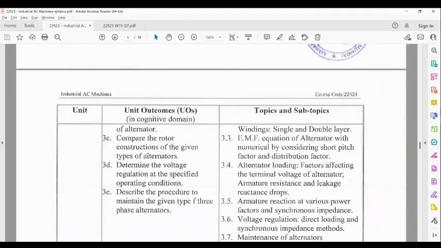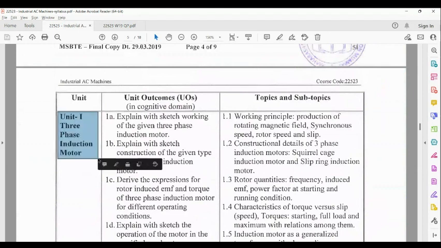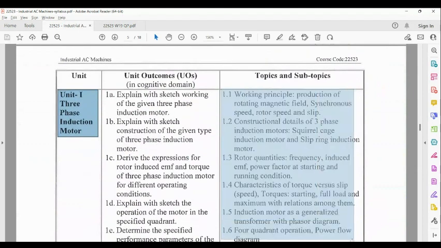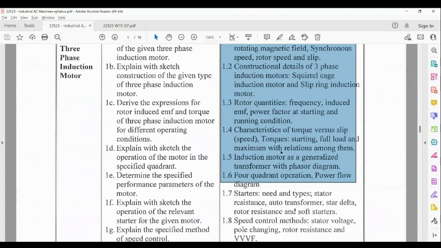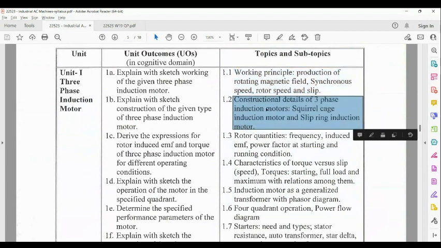Now let us go to the curriculum, that is syllabus. When we consider unit number 1, that is three-phase induction motor, this is the syllabus structure. These are the contents of unit number 1. First is the working principle, that is production of rotating magnetic field, synchronous speed, and numericals on that. After that, constructional details: in the theoretical part you have to prepare the construction of squirrel cage and slip ring induction motor, the comparison between them, and the applications of three-phase induction motor. This is the basic level topic that you can prepare.